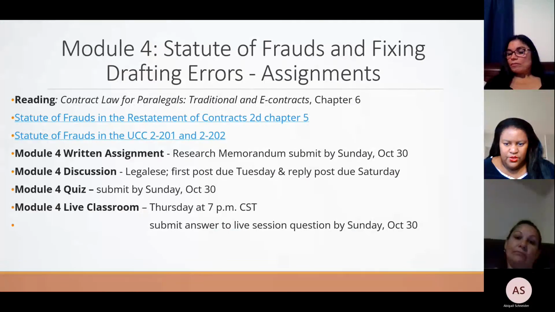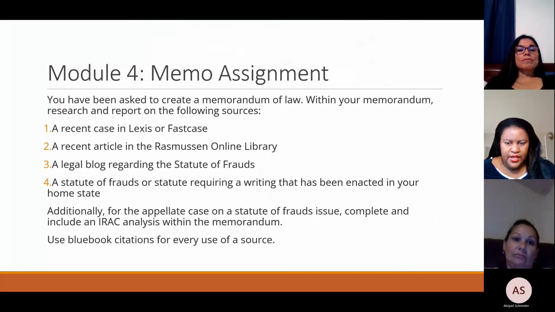Any questions about that? Great. The internet makes things so easy. So this should be a fun assignment. The key to it is really just following the memo format and doing things in order. If you write the memo in the order of the questions, you should be good to go. A recent case in Lexis, IRAC the case, a recent article in the Rasmussen online library, a legal blog, which I just showed you, and the statute of frauds that's been enacted in your own state, which we found in the case. So not bad at all. Bluebook citations for every source. Any questions?